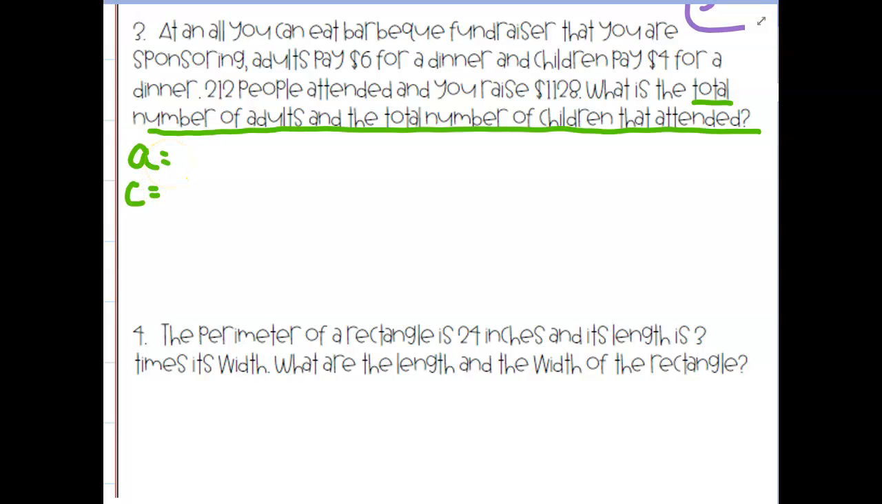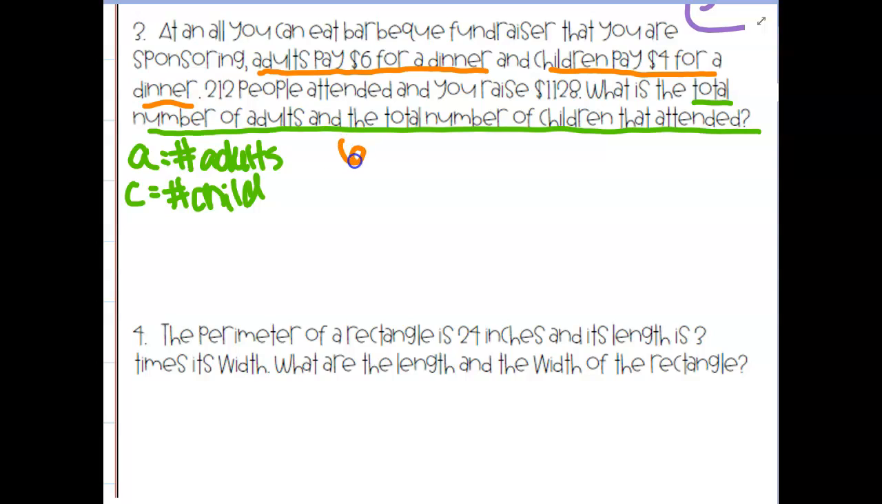Now remember, we want to be specific. What don't I know about the adults and the children? How many? Good. I don't know the number of adults. I don't know the number of children. Okay, now, the first one: adults pay $6 for a dinner, children pay $4 for a dinner. That's kind of like the last one. This part's pretty easy to write. Adults pay $6 for a dinner, so 6A. Children pay $4 for a dinner, so 4C.